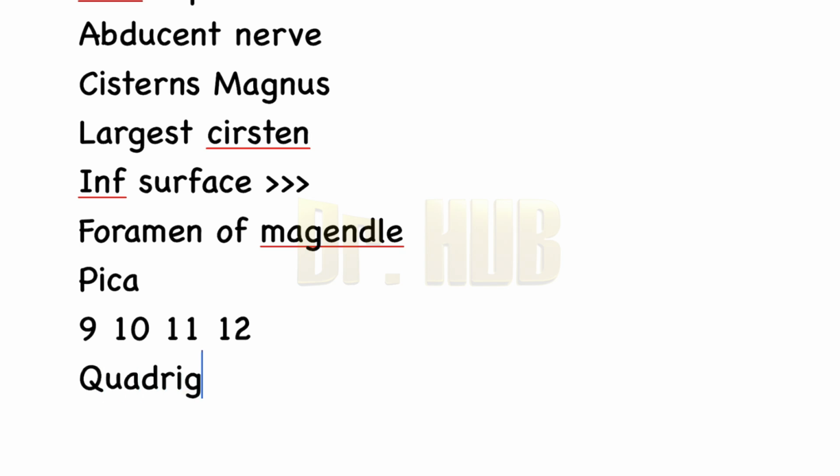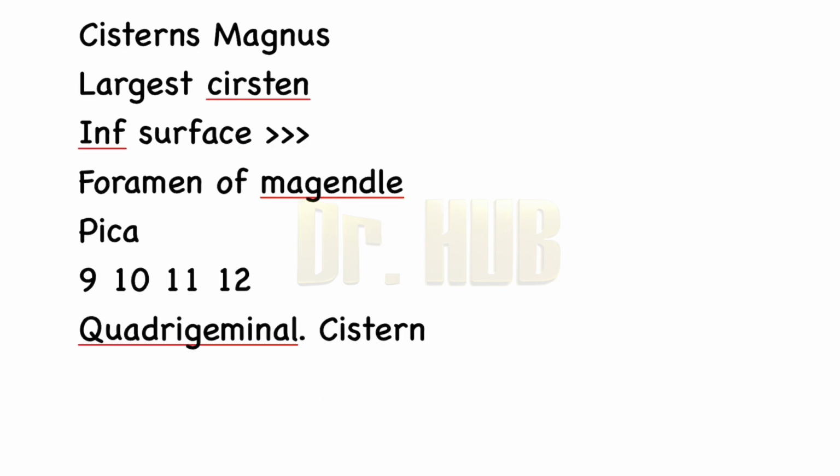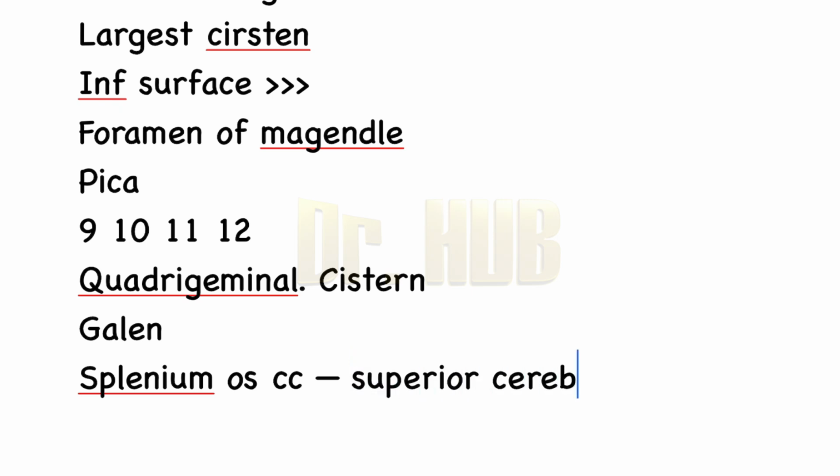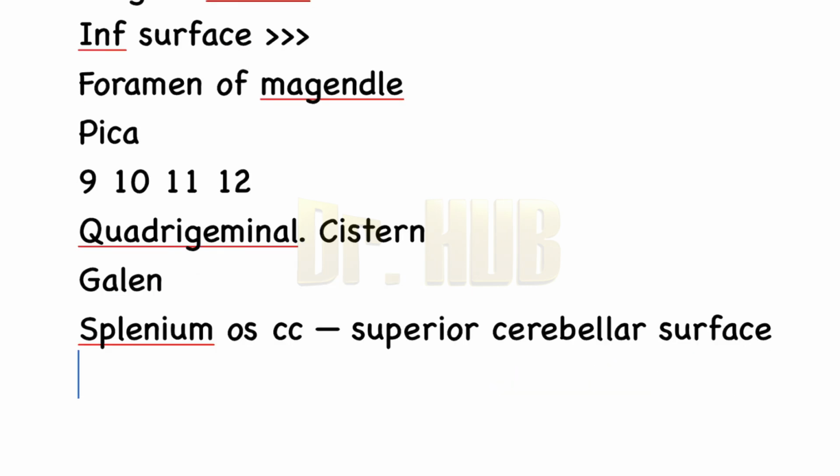The quadrigeminal is a cistern, also called the superior cistern, vein of Galen cistern, and also the peripineal cistern. Its location is between the splenium of the corpus callosum and the superior cerebellar surface. It is present behind the midbrain.